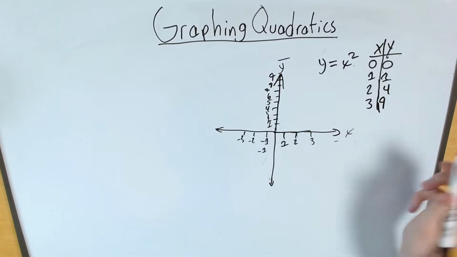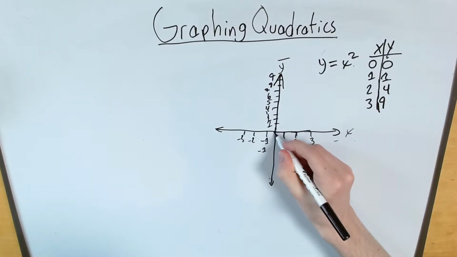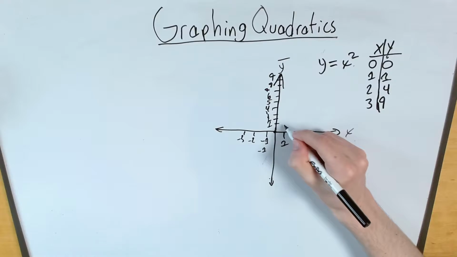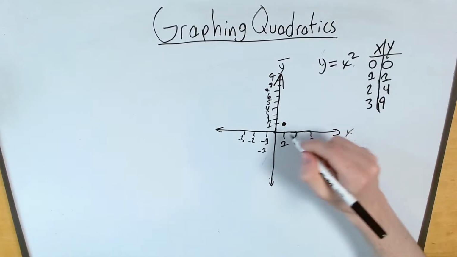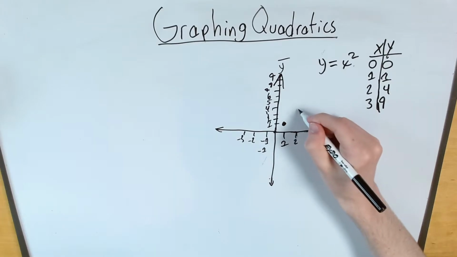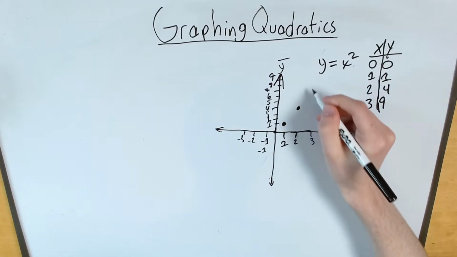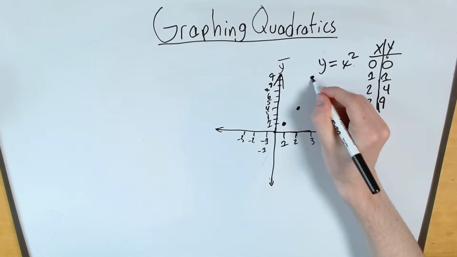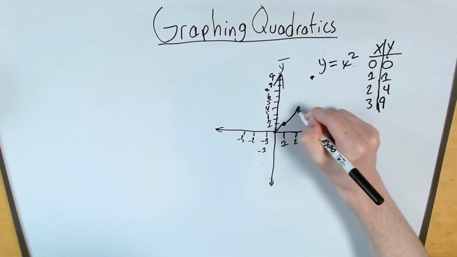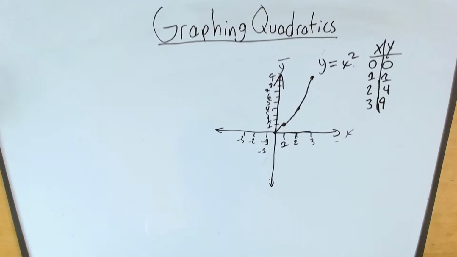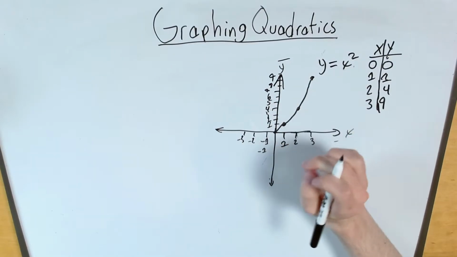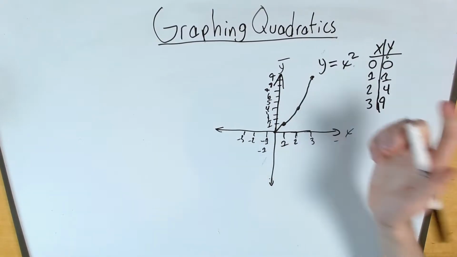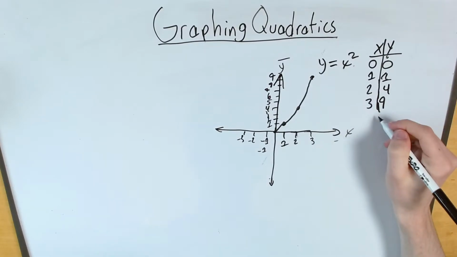Okay, so I can start plotting these points and connecting them to get a general idea of what this is going to look like. So (0, 0), (1, 1), (2, 4), and (3, 9). And start to see, hey, this is looking like a curve. But we've only done the right side, so to speak, of this graph, right? What happens when we plug in negative numbers?